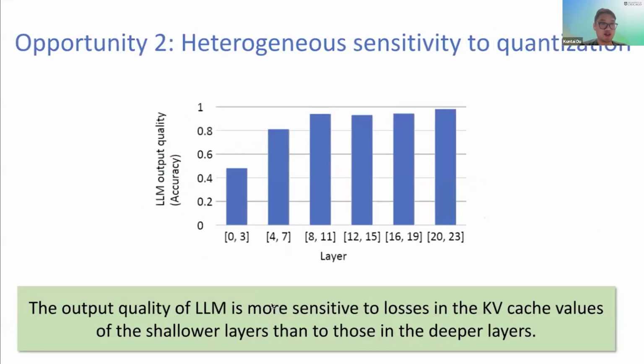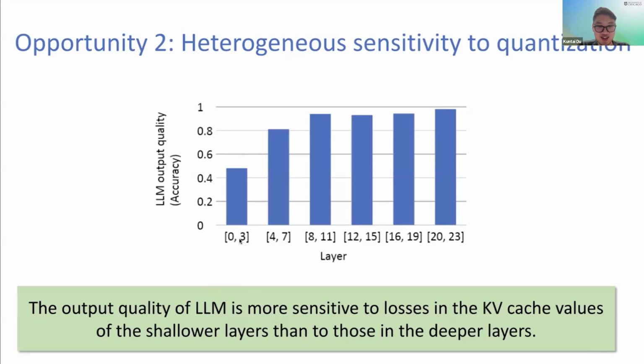And the second opportunity is that different layers have different quantization sensitivities. For the very first few layers, we cannot quantize them too aggressively. But for the later layers, we can aggressively quantize them without hurting the accuracy. By accuracy, I mean the ChatGPT-graded accuracy, so whatever ChatGPT counts as accurate is accurate.